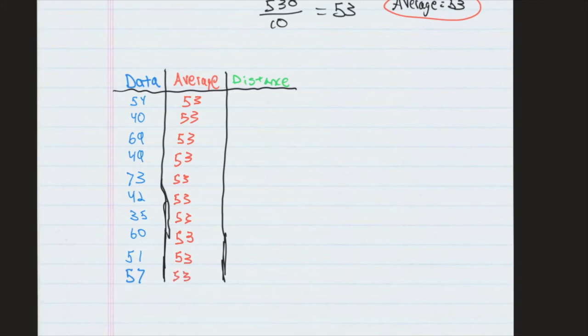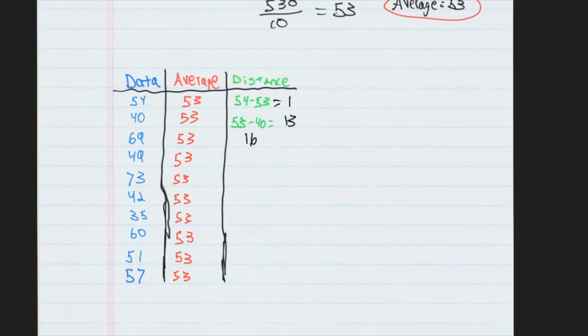All right, so the distance, that's when we do subtraction. We say, how far away is it? The easiest way to find the distance between them is just take the higher number and subtract the lower number. So in this first one, 54 minus 53, that's going to be 1. This one, 53 minus 40, which equals 13. So I'm taking the smaller number from the larger number. So 69 minus 53, that's 16.